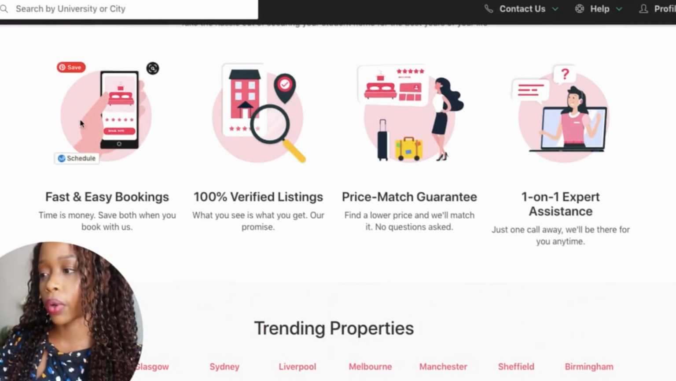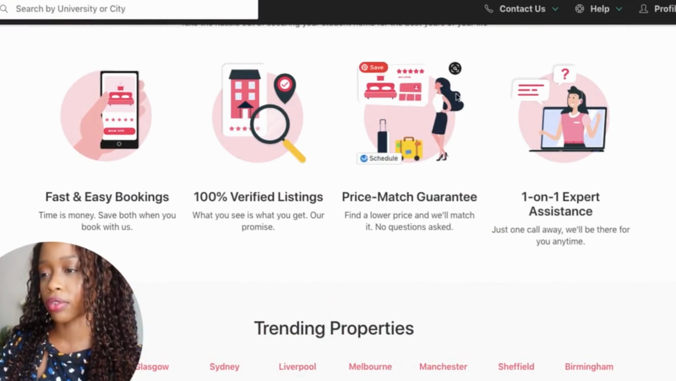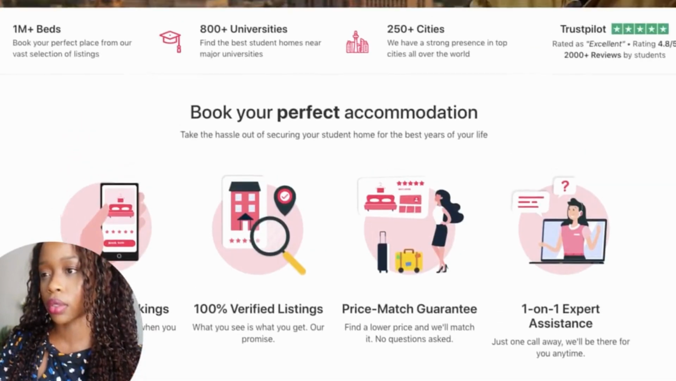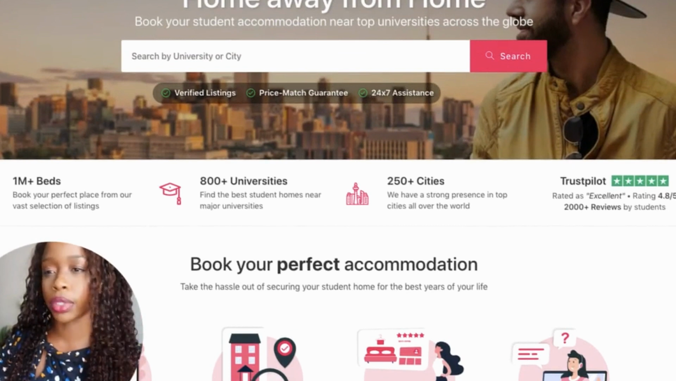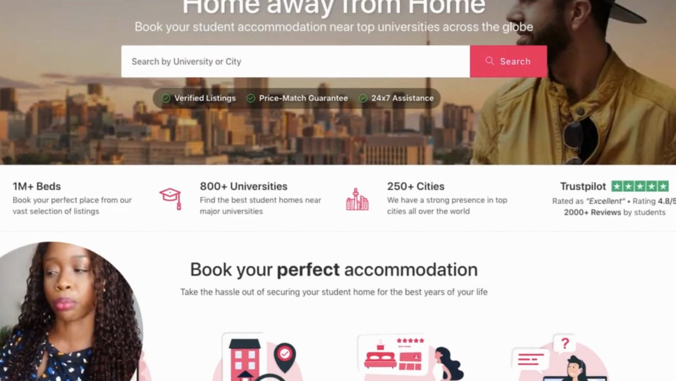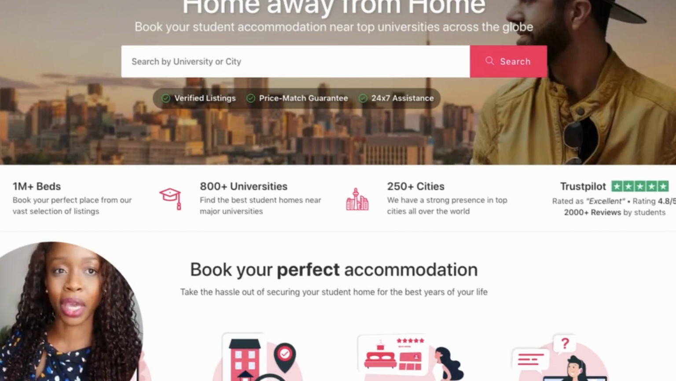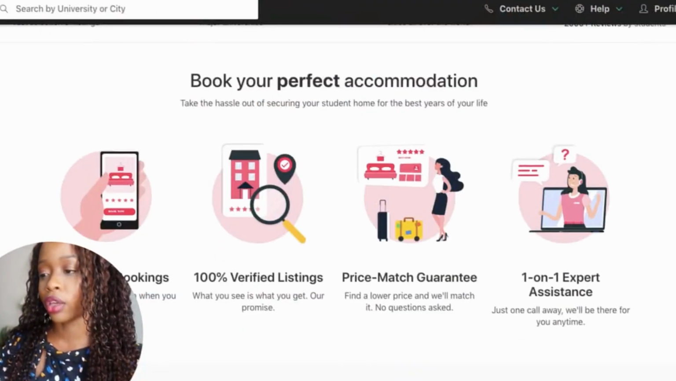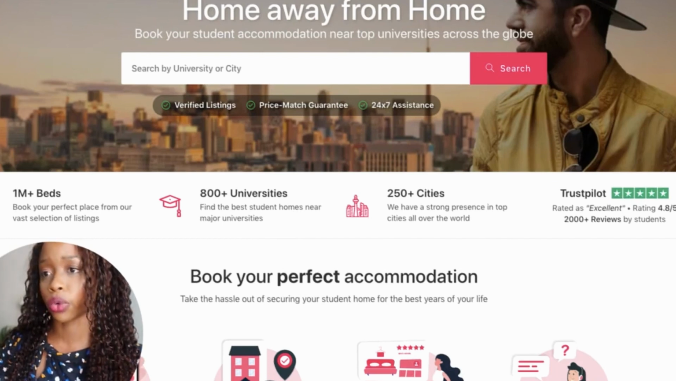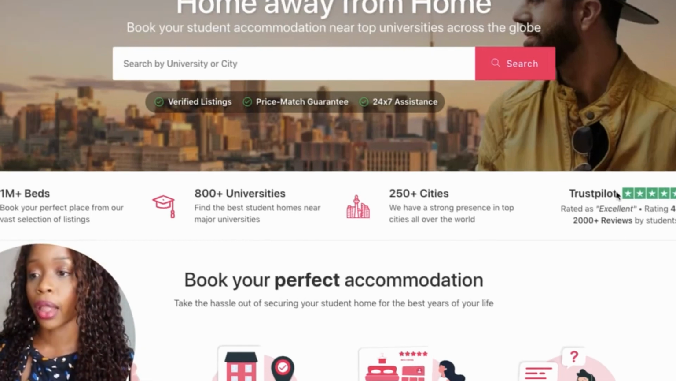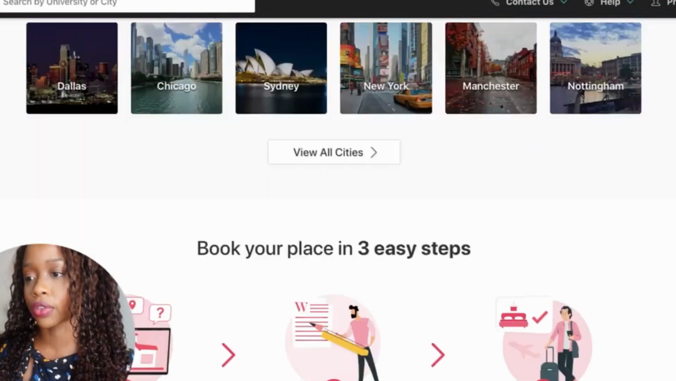Another thing I quite like about Amber Students is the fact that they've got this one-on-one expert assistance, and it's pretty much 24/7. So particularly as an international student coming from abroad, you might have a lot of questions, no doubt, that you want answered. So this is a great way for you to ask those questions 24/7, so that you're completely sure that all your questions are being answered. Okay, and you can see here they've got really great Trustpilot ratings as well.